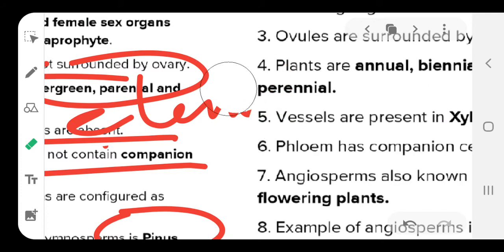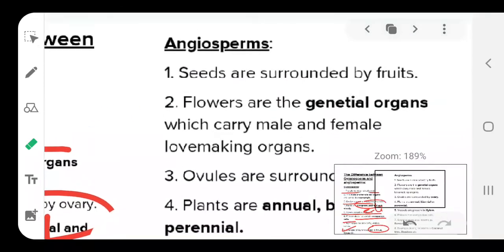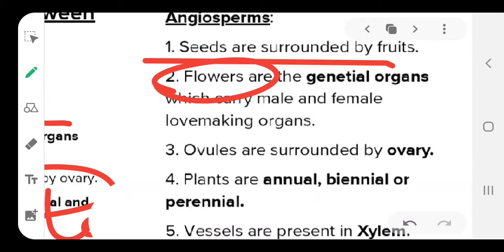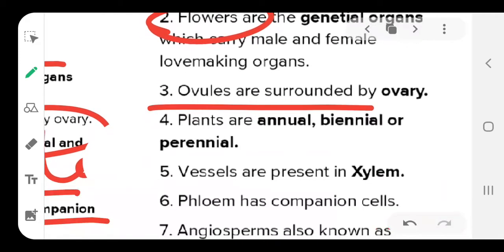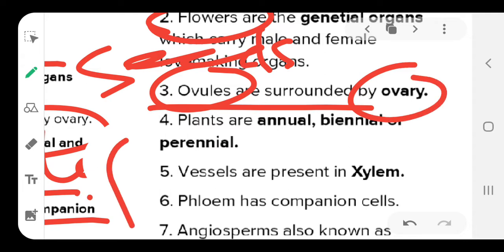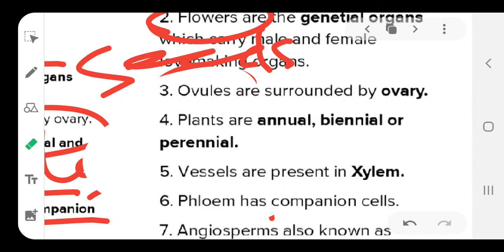As far as angiosperm is concerned, we just revise the whole data again. Number 1, the seeds are surrounded by fruits, and we have the flowers for the reproductive process. Then ovules are surrounded by ovary. That has been the new term for you. The ovules develop into seeds after fertilization, while the ovary develops into fruits, okay. Since they bear fruits, you should know these two terms, ovary and ovules.